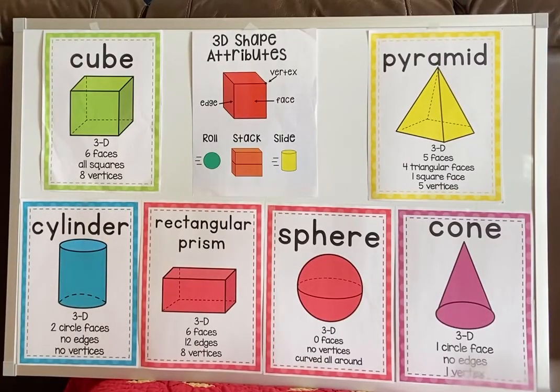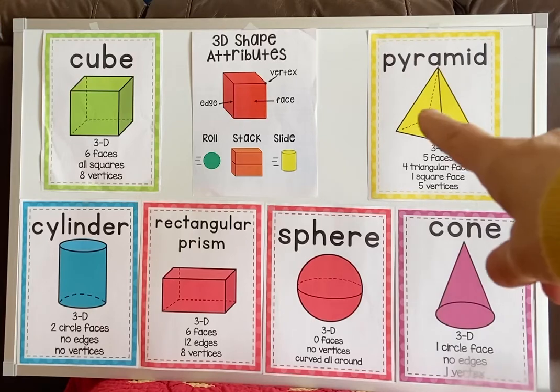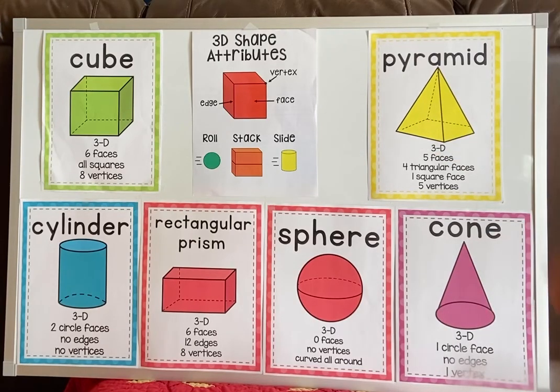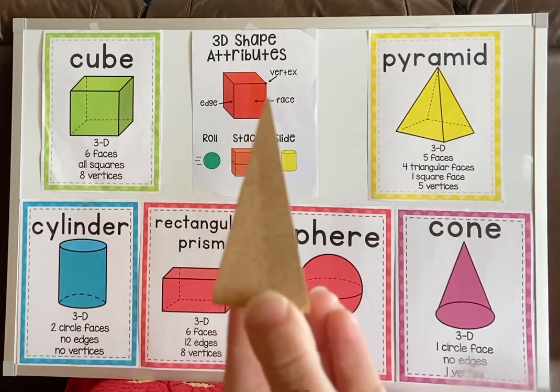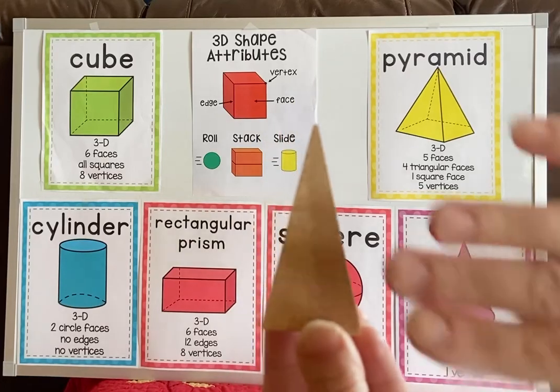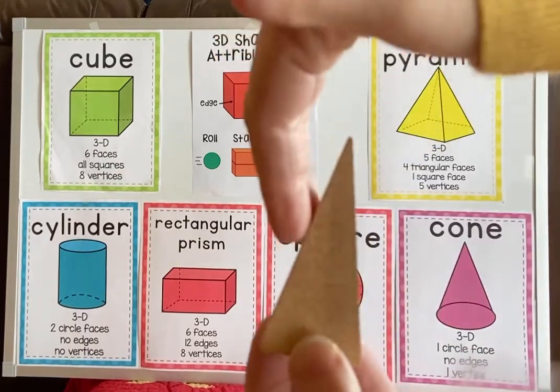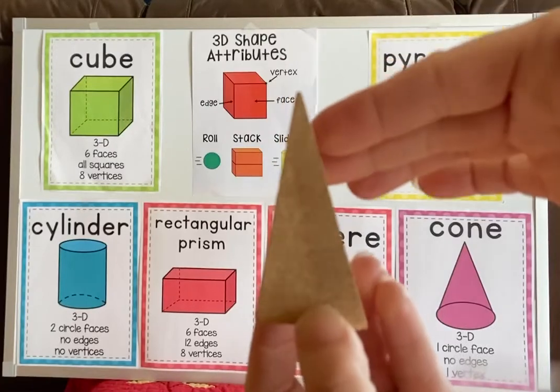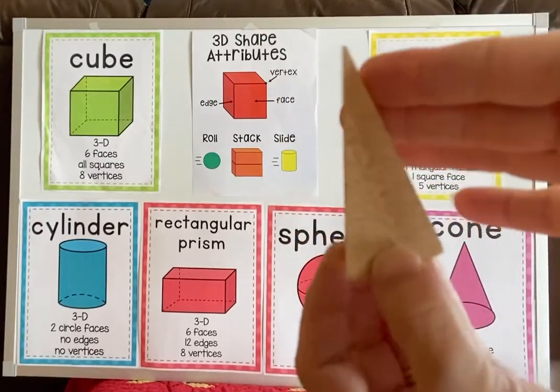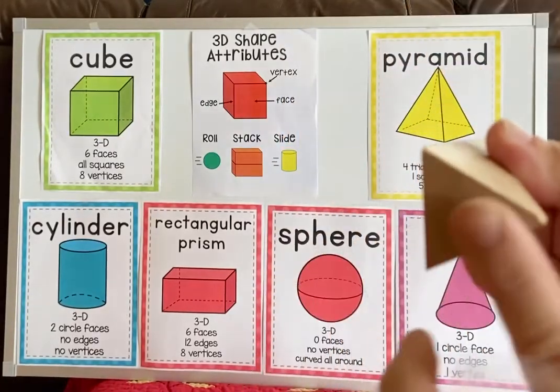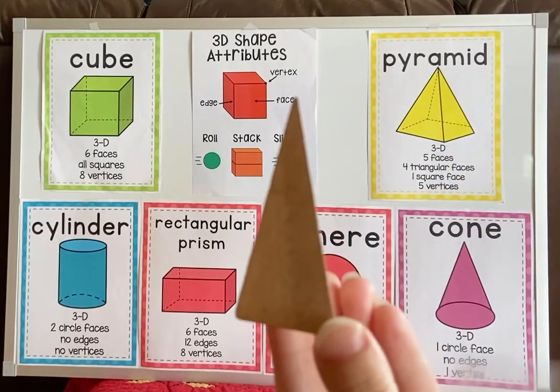And then, friends, let's look at the last figure that we have. It is the pyramid. And here's my pyramid. A pyramid has 5 faces or flat parts. 1, 2, 3, 4, and 5. It has 5 faces.